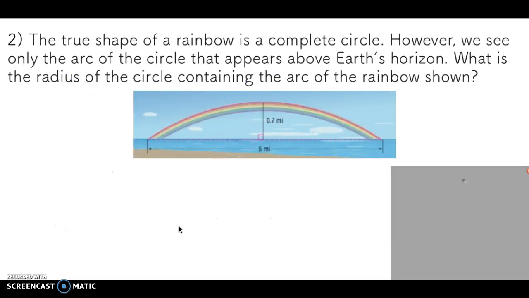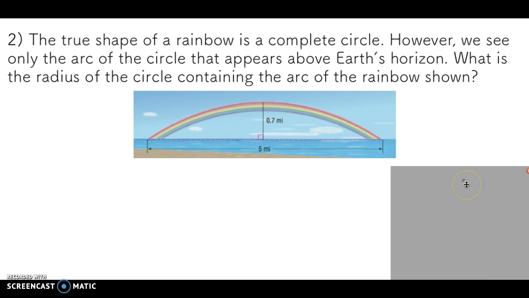Alright, so let's apply this to a little science. The true shape of a rainbow is a complete circle. However, we see only the arc of the circle that appears above Earth's horizon. What is the radius of the circle containing the arc of the rainbow shown? Remember, this rainbow is going to make a complete circle, and all that is showing is just this little bitty top portion of the entire circle.